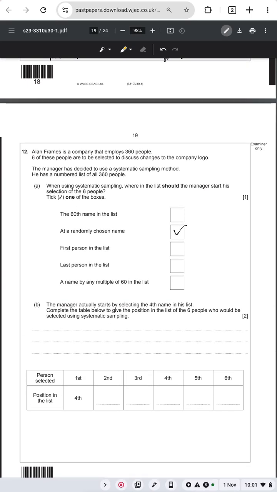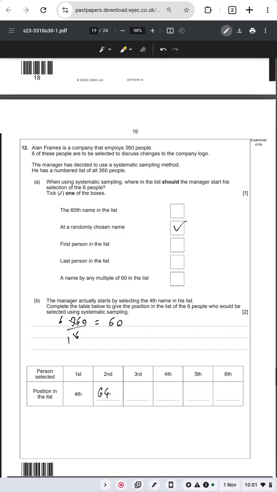The manager actually starts by selecting the fourth person in the list. Complete the table below to give the positions of the 6 people who will be selected. So we have to work out how many 6s are in 360. So there's one 6 in 6. There are 6 6s in 36. So there is 60 6s in 360. So we're going to go up in 60 people. So this will give 4, 64, 124, 184, 244 and 304th person.